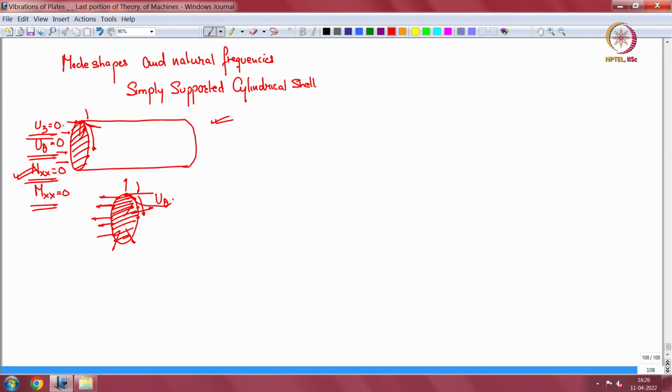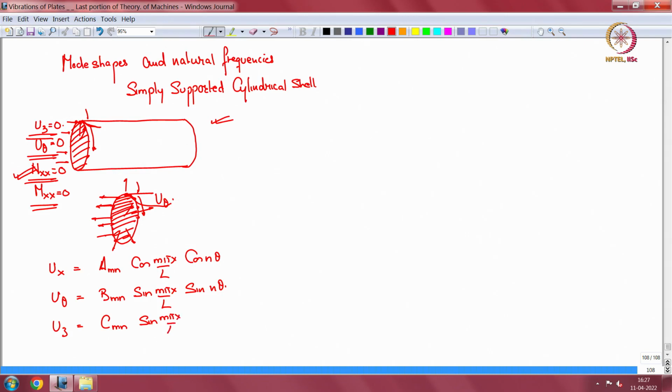Okay. For this situation, if we now assume, just as we did for the ring, a certain amn cos m pi x by L cos n theta, then for u theta we assume bmn sin m pi x by L sin n theta, and for u3 some cmn sin m pi x by L cos n theta, then the 3 equations are exactly satisfied.